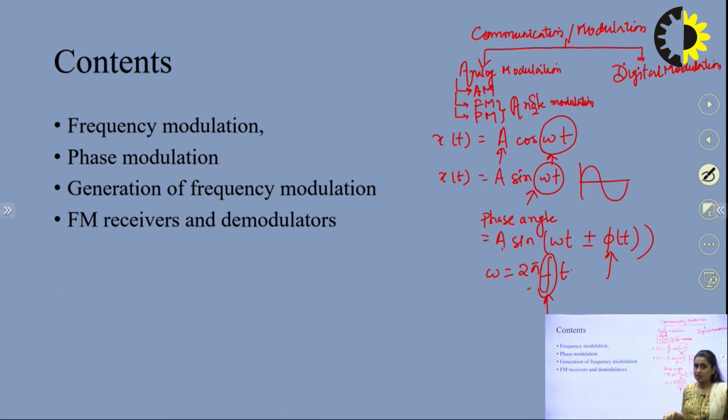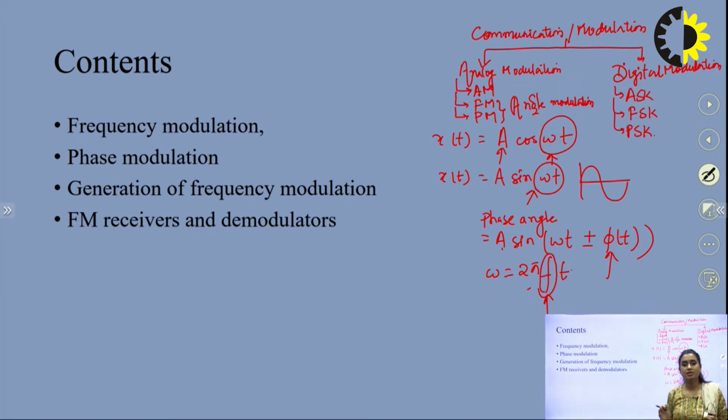These two are related. I cannot simply vary the frequency without varying the complete phase of my angle. So frequency and phase modulation are related to each other. They come under angle modulation. If I talk about digital modulation, I have techniques like ASK, FSK, and PSK. We have amplitude shift keying, frequency shift keying, and phase shift keying. So this is the classification for my communication system.